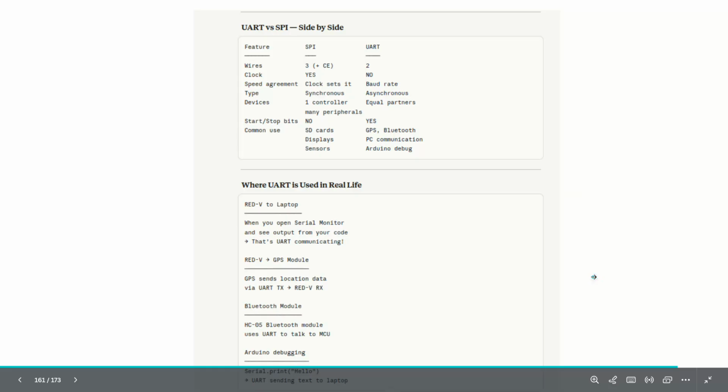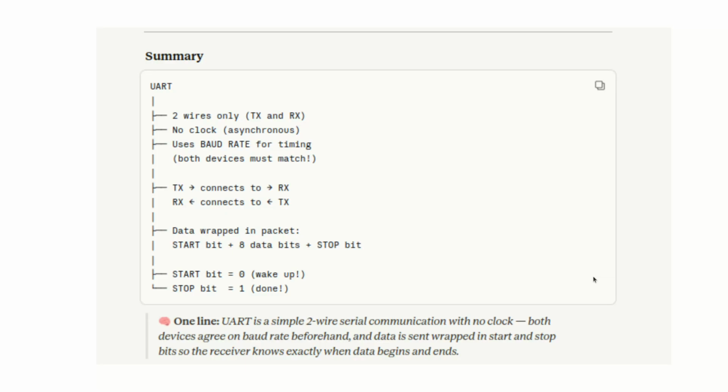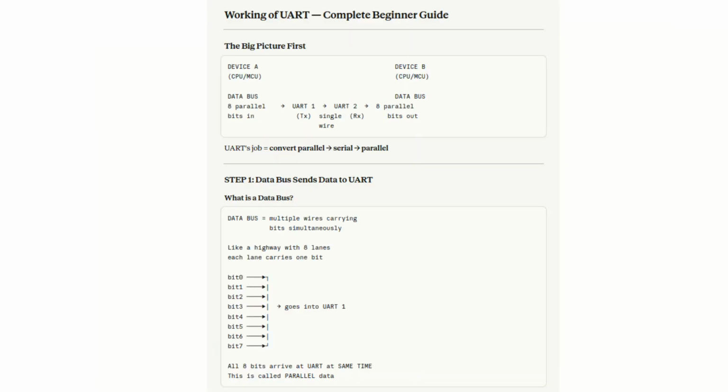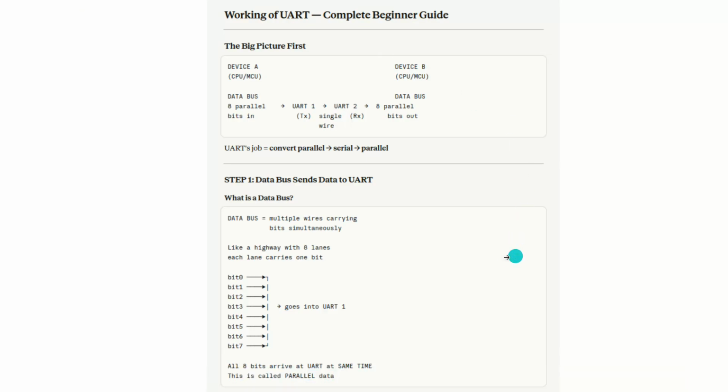Fine. Now this is just a summary, that's it. Now let's understand how the complete working happens. We have already understood the complete working.